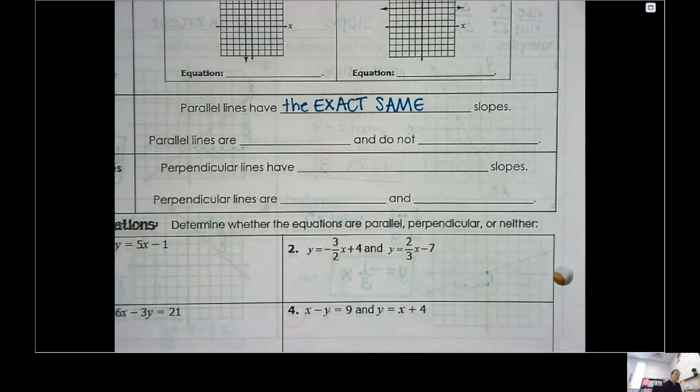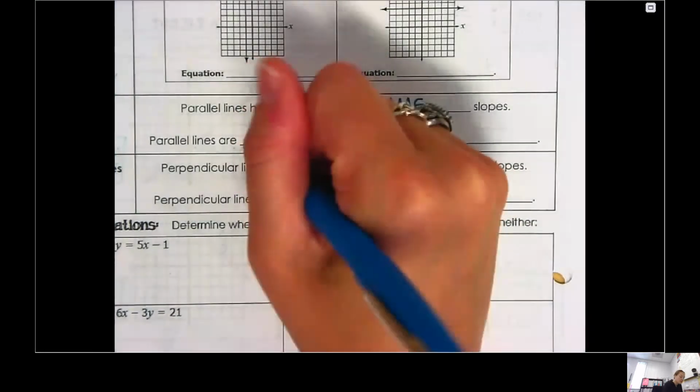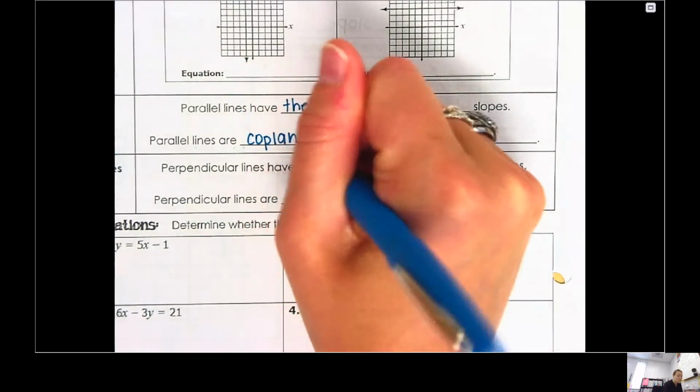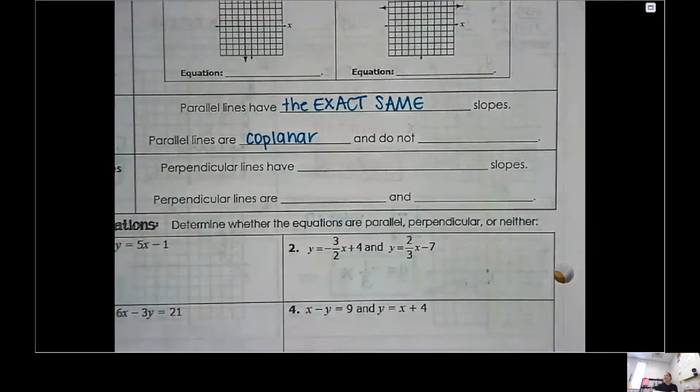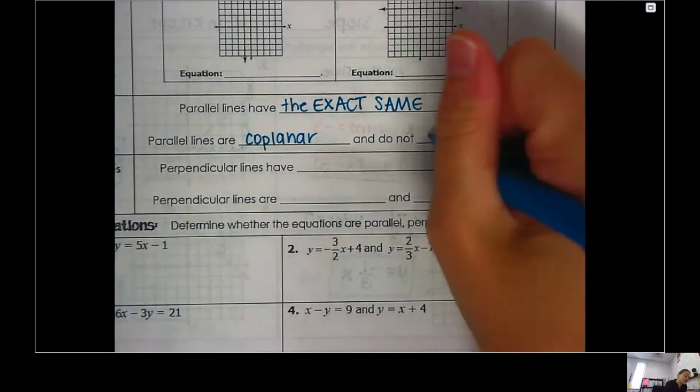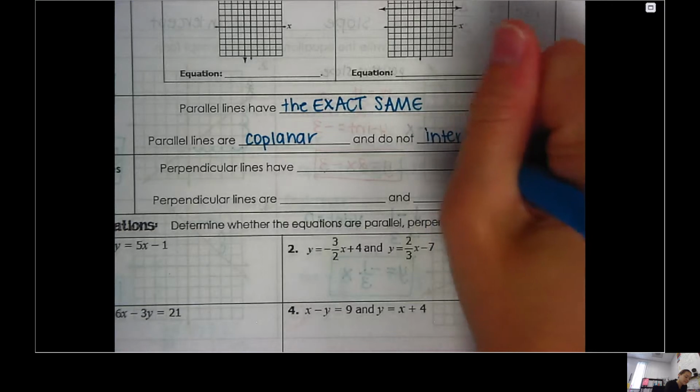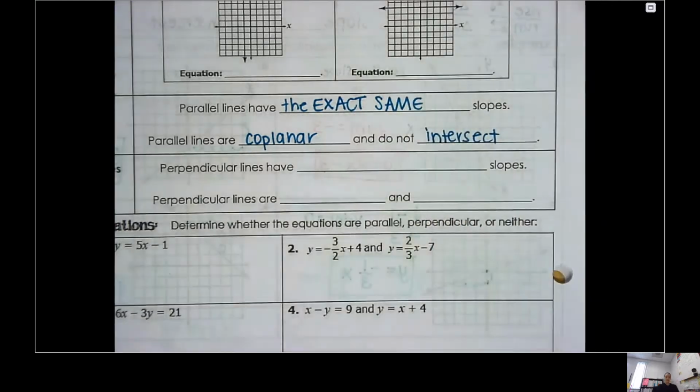Parallel lines are coplanar, which means they're on the same plane, on the same flat piece of paper. And parallel lines will never, ever what? Touch, intersect, and do not intersect. Okay, so parallel lines have the exact same slopes.